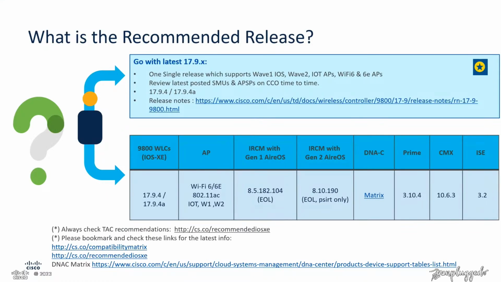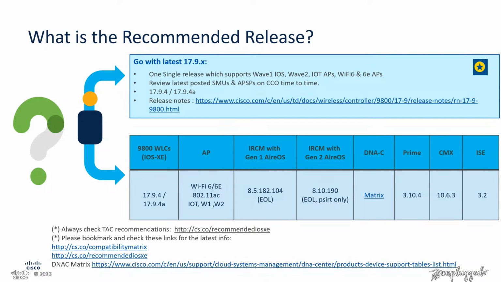There was a concern from the customers coming through, which is, hey, I have 17.3, 17.6, and 17.9. What should I do? There are multiple recommended releases for me, and I'm confused. So for this, we came up with a solution. From last year to this year, we made one single release the recommended release for any deployment. It doesn't matter whether you're EDU, or the vertical is hospital, or the vertical is enterprise. So one single release, 17.9.4 or 17.9.4a, is the recommended release.